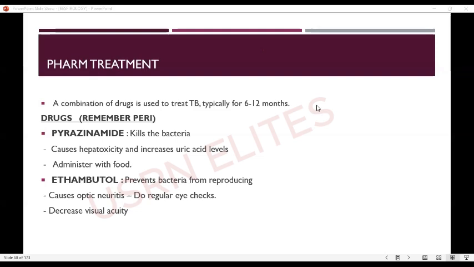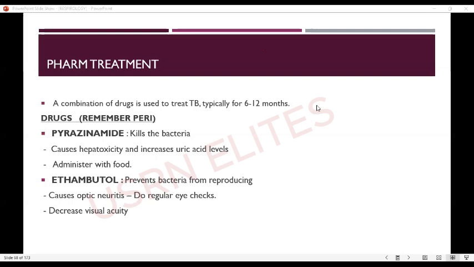So P-E-R-I. The first P is what? Pyrazinamide. What does it do? It kills the bacteria. Now, what you should know for the NCLEX is this: it causes hepatotoxicity and increases uric acid levels. So don't give this drug to a patient with liver cirrhosis, and don't combine acetaminophen with this drug for a patient with TB. You are going to worsen the case.